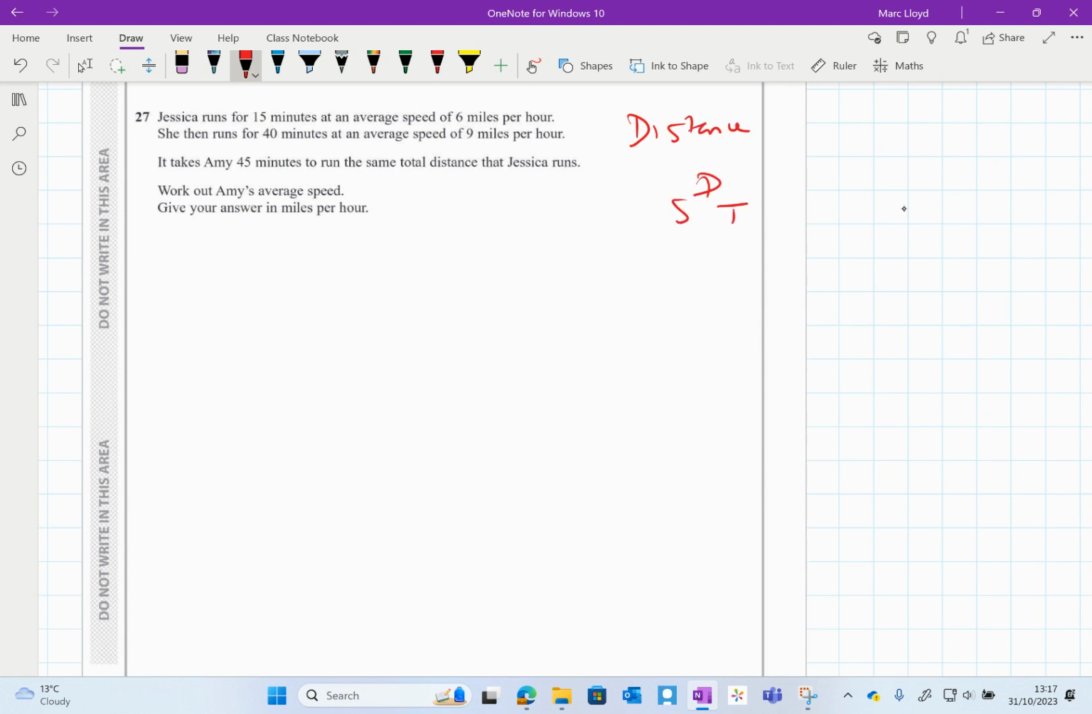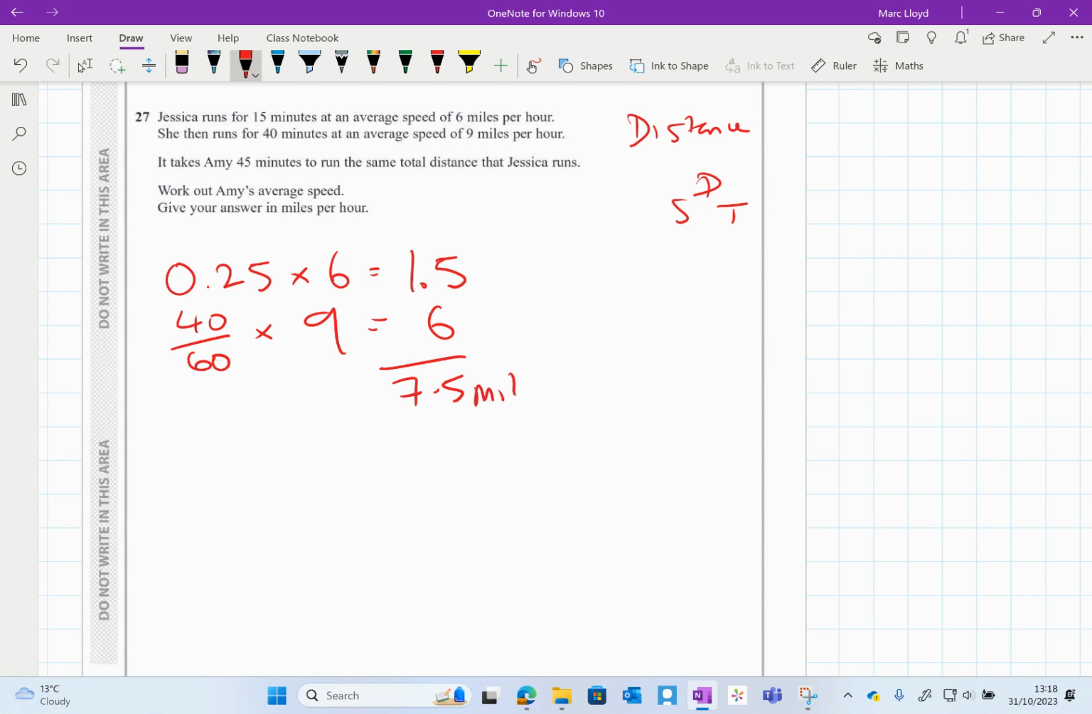SDT. So 15 minutes is a quarter of an hour. So 0.25 times by 6, that's 1.5 miles. And then 40 minutes, I'm going to do it this way now. 40 over 60 times by 9 miles per hour. 40 divided by 60 times by 9, that is 6. So the total ran is 7.5 miles.